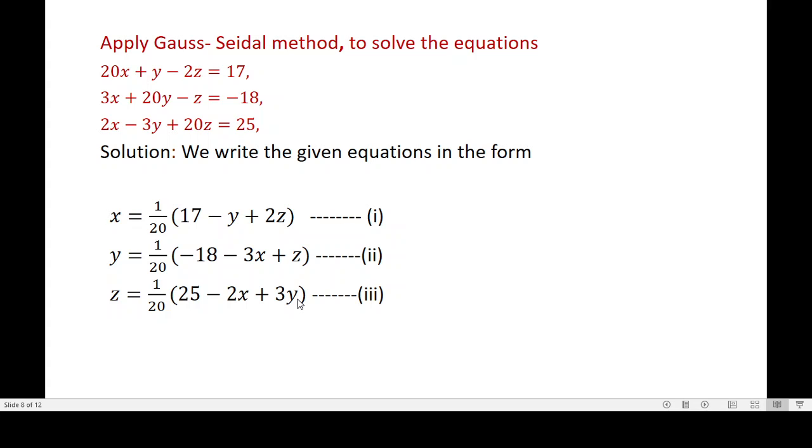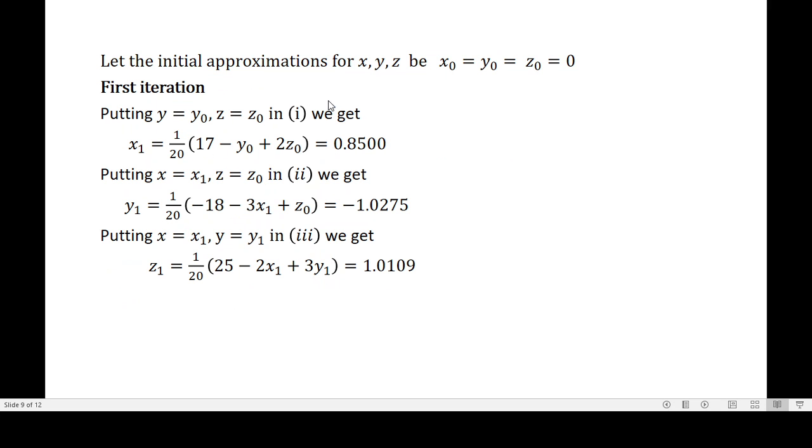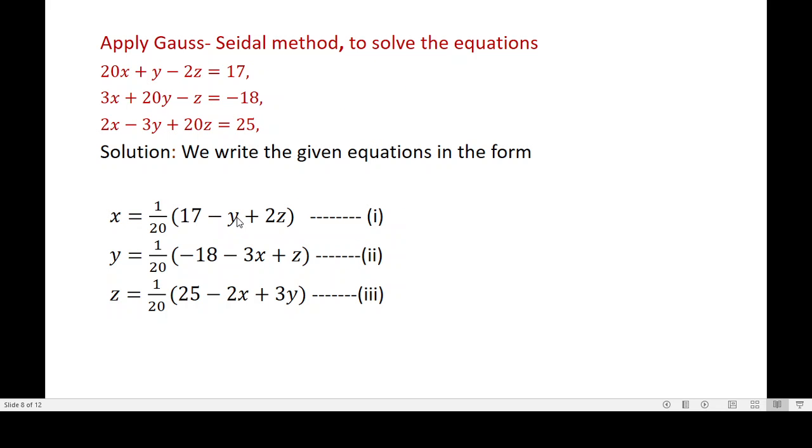Okay. Now let us begin the process. Let the initial approximation be x0 equal to y0 is equal to z0 is equal to 0. We substitute y is equal to y0 and z is equal to z0 in the first equation. Here this is 0, this is also 0. So we get x1, which is equal to 17 divided by 20, that is equal to 0.85.